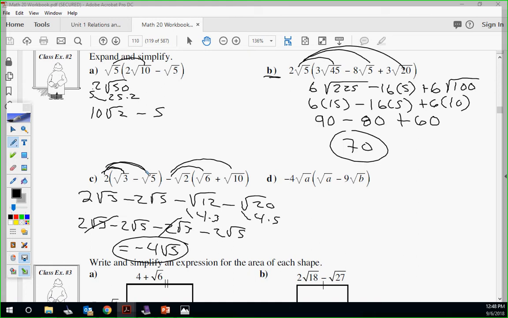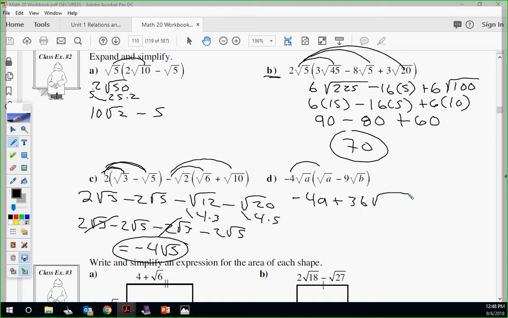2 root 3, 2 root 5. All right. So Eleanor got this right, so I checked that with his. Negative 4 root a times root a. What happens? Negative 4a. Okay. Negative 4 times negative 9. Positive 36.